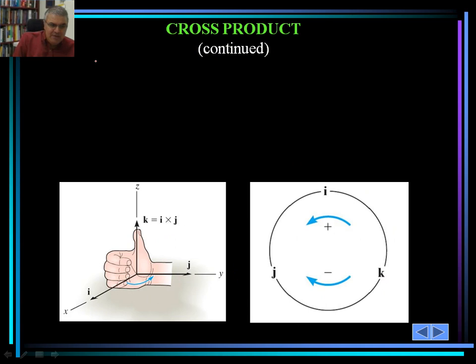Here's another example. Again, the i, j, k components are shown in the figure on the right-hand side, positive to the left and negative to the right, meaning that if we go from I to J, J to K, the cross product of I cross J would be positive, and the cross product of J to K would be positive. But if we follow the other way around, for example from K to J, the cross product would turn out to be negative. Also from J to I, it's going to be negative. From I to K, it would be negative, and so on.